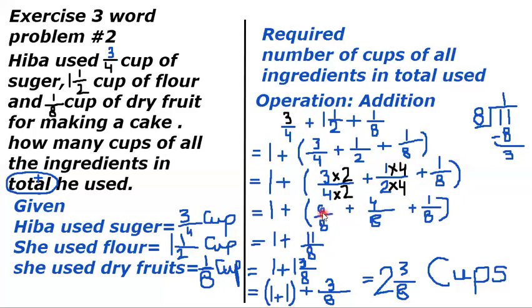In the next step, we write 1 as it is, plus sign as it is. We multiply the numerators and denominators: 3 times 2 gives us 6, 4 times 2 gives us 8. 1 times 4 is 4, 2 times 4 is 8. 1 upon 8 as it is. Now you will notice that the denominators are the same.